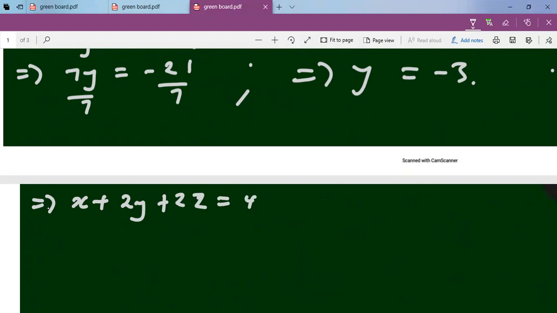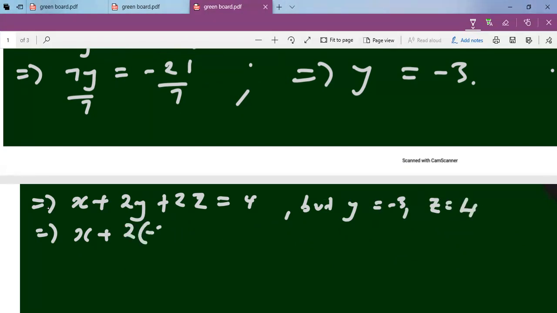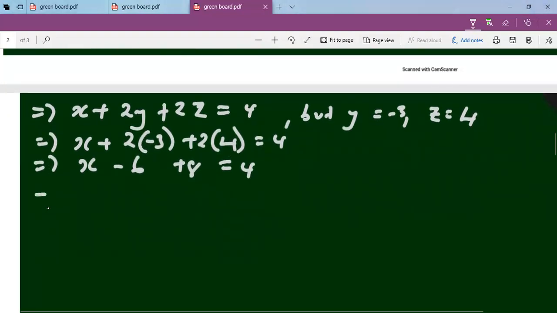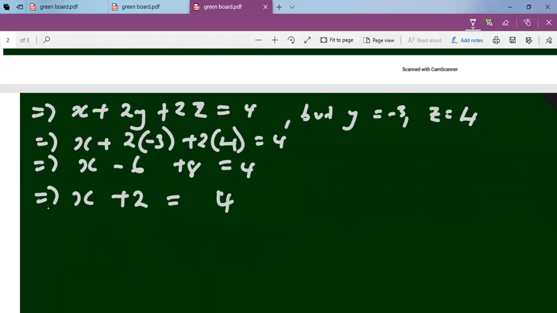The answer is 4. But we know that our y is negative 3 and z is, remember we got our z to be 4. So it means here I'll say 2, my y is -3, plus 2, my z is 4, and this is equal to 4. So what does it mean? You have got x minus 6 here when you multiply, plus 8 is equal to 4. So x -6 plus 8 is +2 is equal to 4. So when we add the -2 both sides, we'll have x being equal to 4 minus 2. And finally, our x is equal to 2.